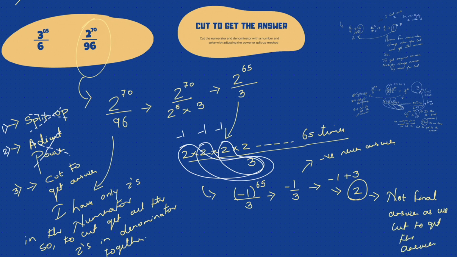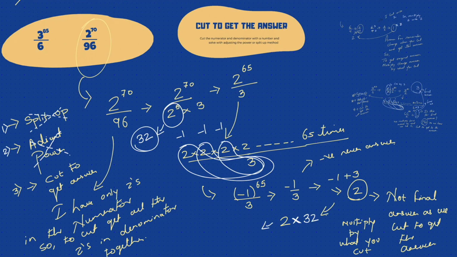To get the final answer, what will you do? With whatever you have cut, multiply the answer that you are getting. So I had cut by 32. You can remember we have cut this by 2 raised to 5, which is nothing but 32. So the answer 2, I'll multiply by 32. I'll multiply 32 into 2, which comes out to be 64. So 64 is the answer of 2 raised to 70 divided by 96.